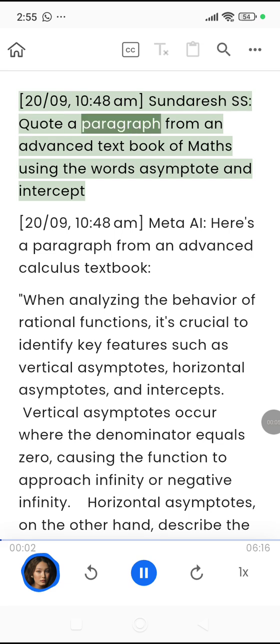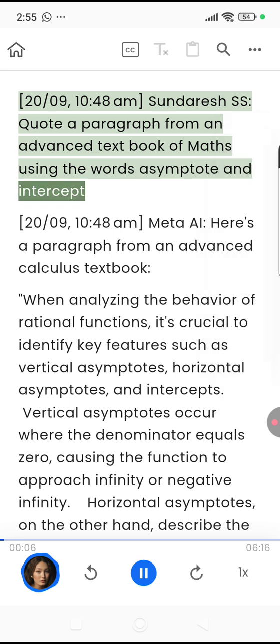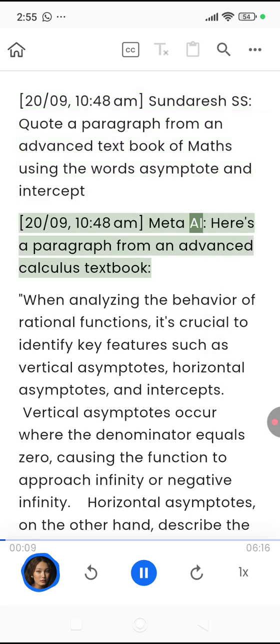Sundaresh SS: Quote a paragraph from an advanced textbook of maths using the words asymptote and intercept. Meta AI: Here's a paragraph from an advanced calculus textbook.